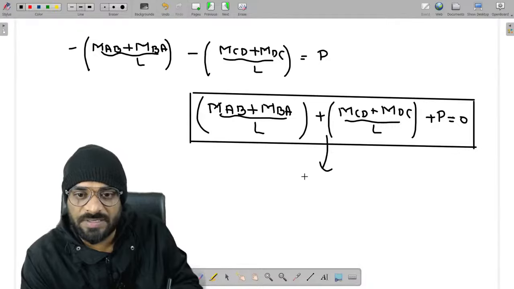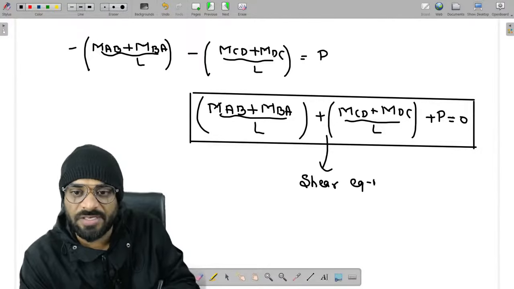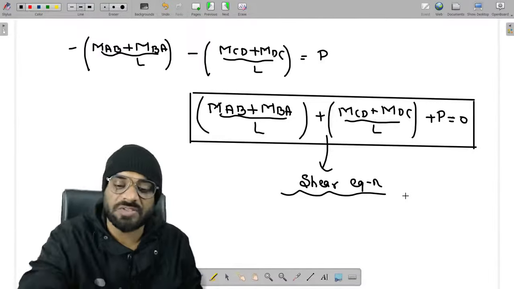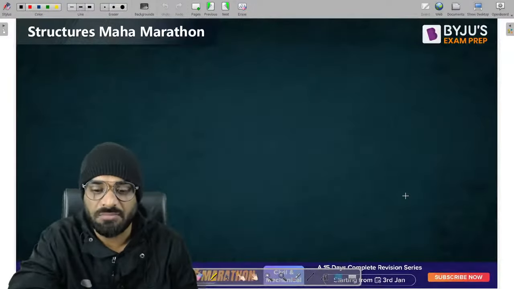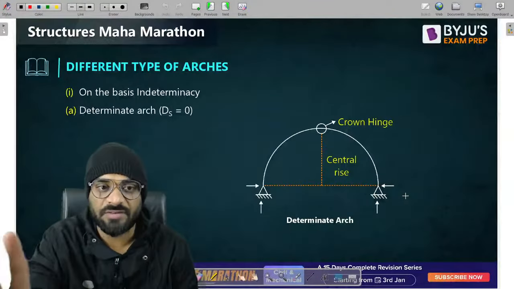So guys, this is basically our shear equation. These are the fundamentals which you have to remember for your GATE examination in case of the slope deflection method. So all of you are able to understand whatever we have discussed till now.